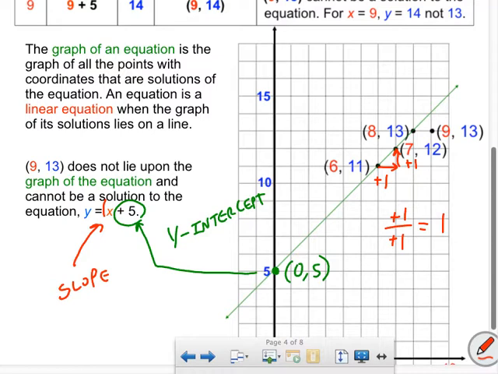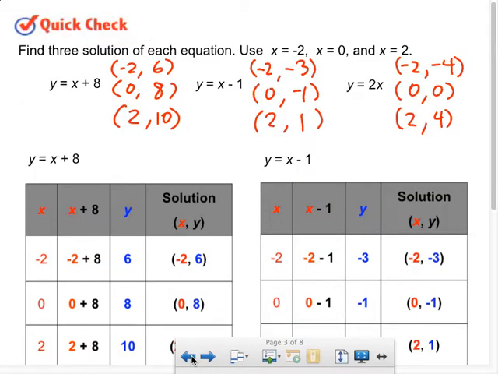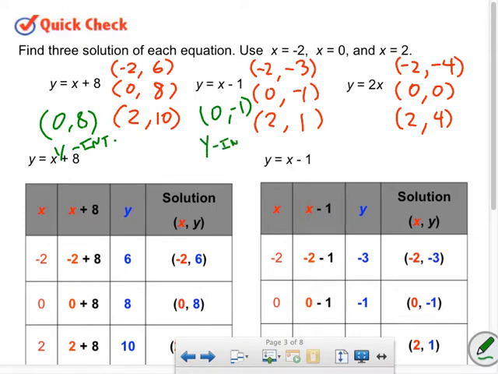I'm going to show you some more examples before it starts sinking in what's going on. If we backtrack to the last couple examples, what is the y-intercept here? Where does it cross the y-axis for this first equation? 0, 8. Very good. 0, 8 is the y-intercept. Now over here, what's the y-intercept for the second equation? 0, negative 1. That's where the graph will cross the y-axis, at 0, negative 1. So that's the y-intercept for this equation.